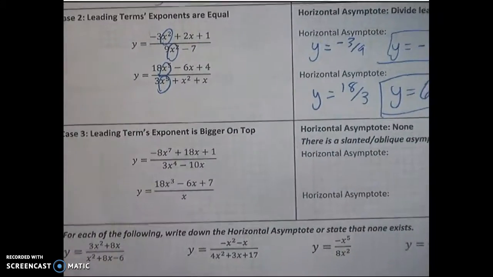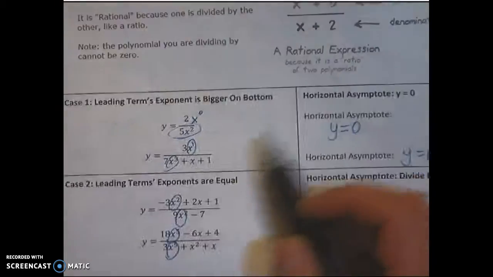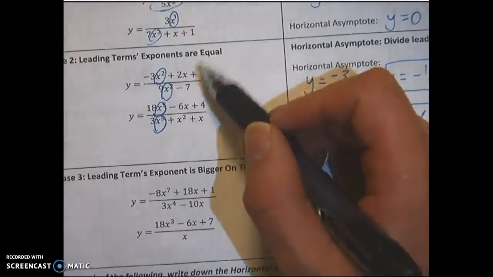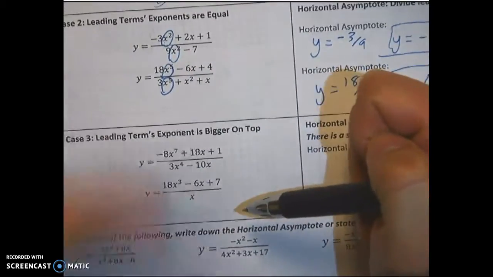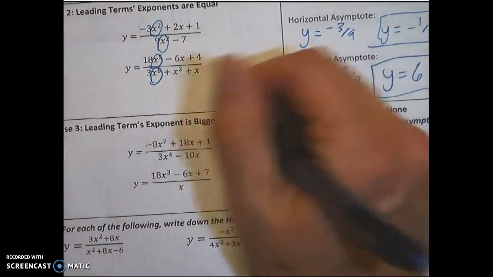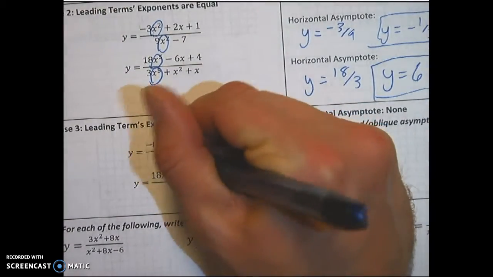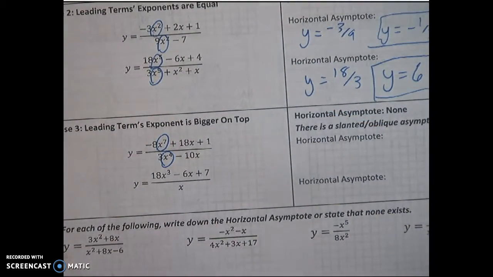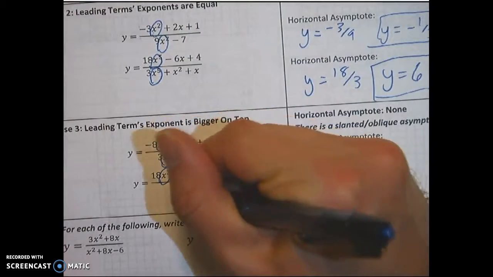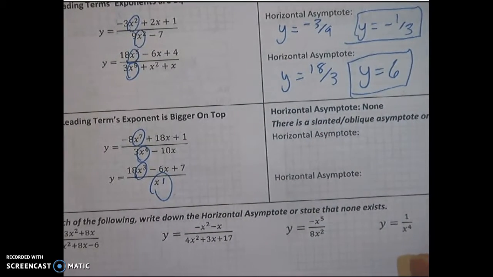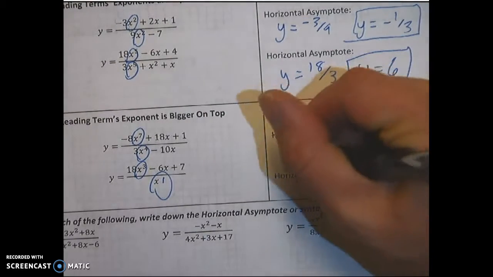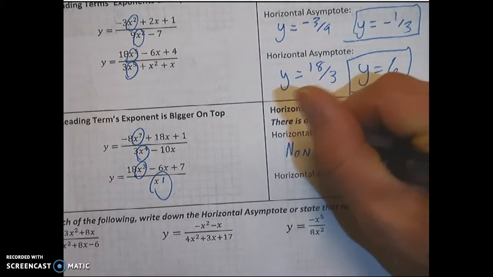Now the last thing you need to remember, well, let's just summarize. Bigger on bottom, y equals 0. Exponents are the same, divide the coefficients. And the last one, if the leading exponent is bigger on top, like x to the 7th is bigger than x to the 4th, or x to the 3rd is greater than x to the 1st, then there is no vertical asymptote. Or sorry, there is no horizontal asymptote. We just say none exists.